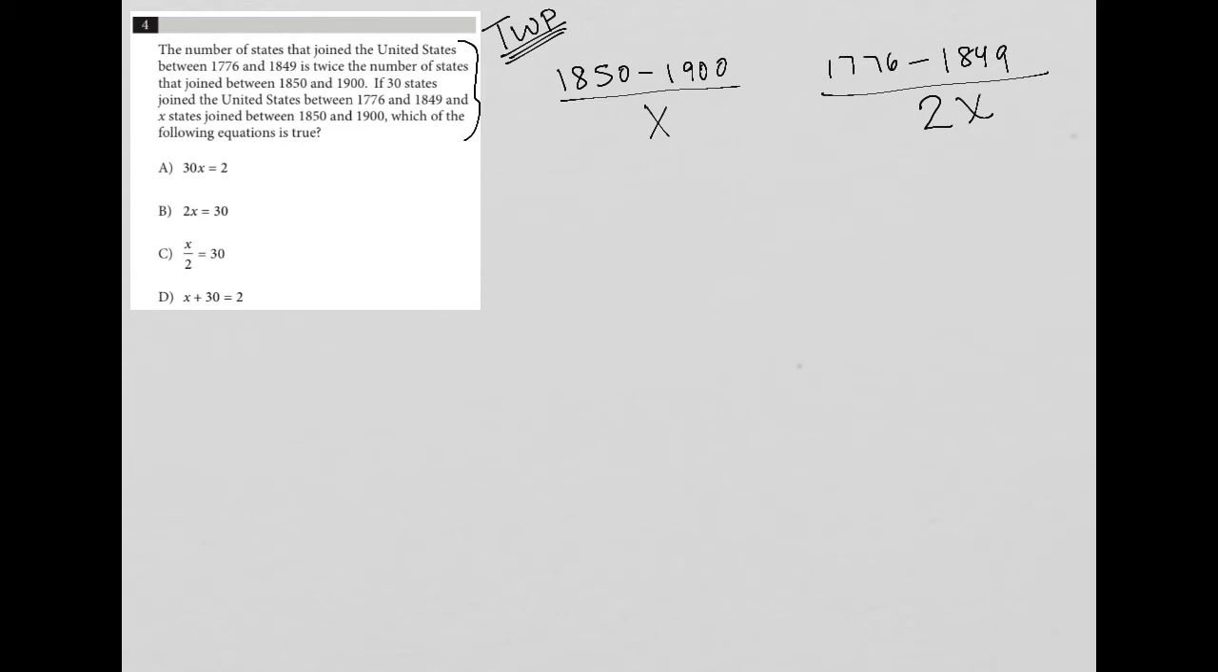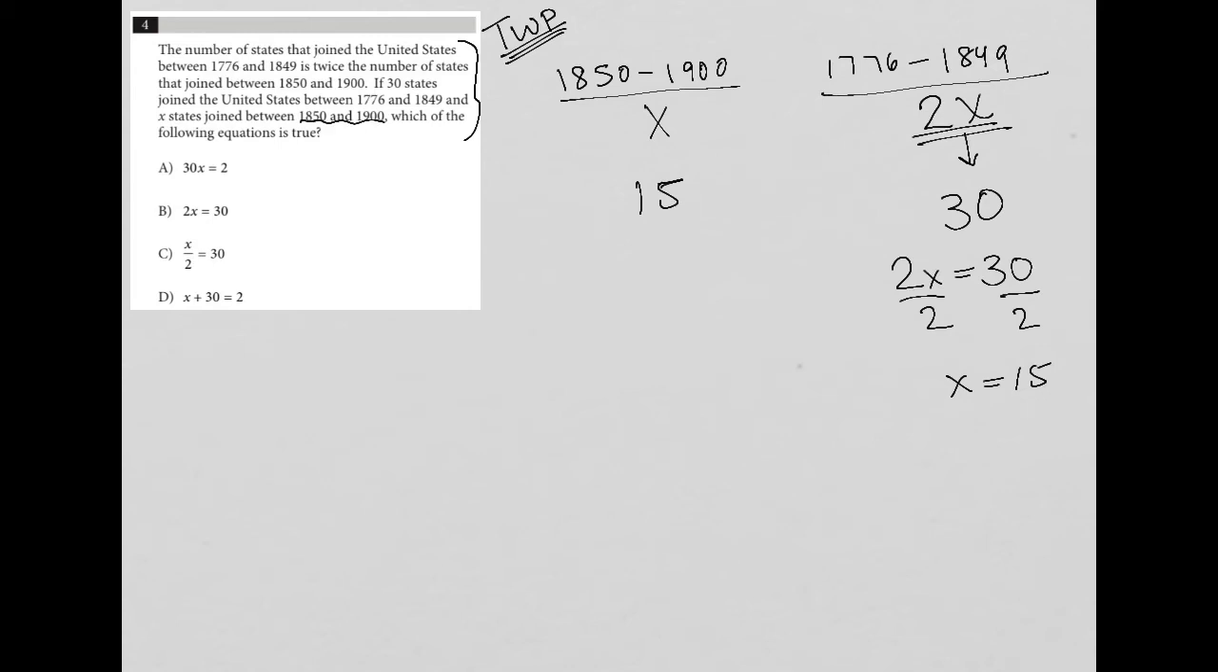So the next sentence says, if 30 states joined the United States between 1776 and 1849, well, that means that I put a 30 here. But if this is 2x and 2x is equal to 30, because I'm saying that 30 is in that column with the 2x, that tells me that x had to have been 15, which means there must be 15 there. So if 30 states joined the United States between 1776 and 1849, and X states joined between 1850 and 1900, oh, so I'd already put that, but it's also there.